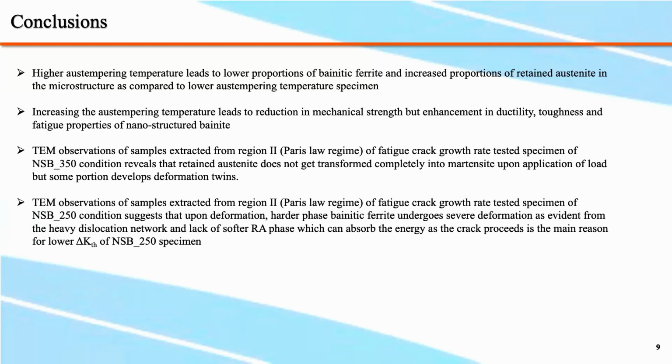And for the last conclusion, in the samples which had lower proportions of retained austenite, the harder bainitic ferrite phase underwent severe deformation in the early stages only, and thereby the crack growth does not reach high levels of delta K and immediately goes into the catastrophic regime of failure.